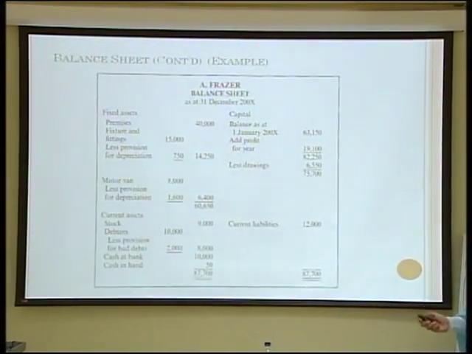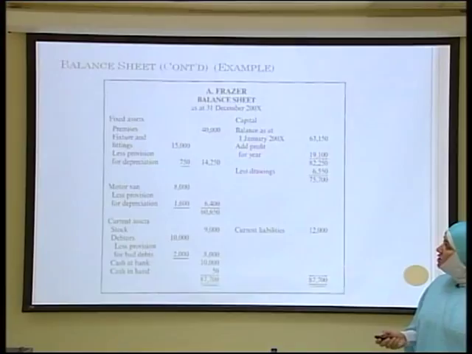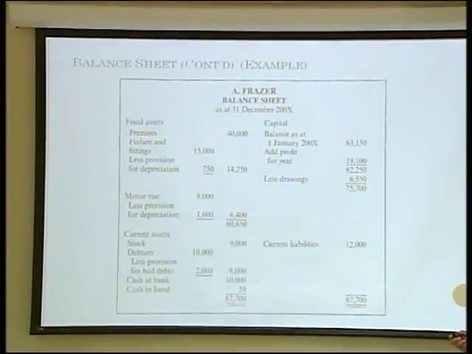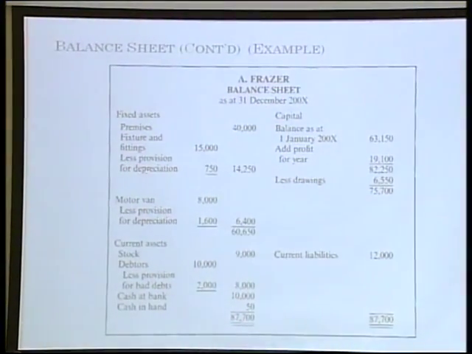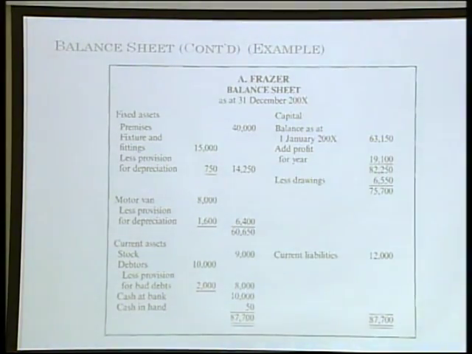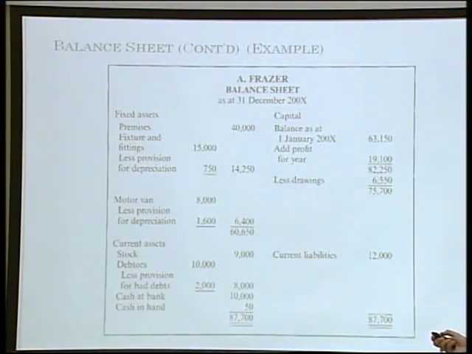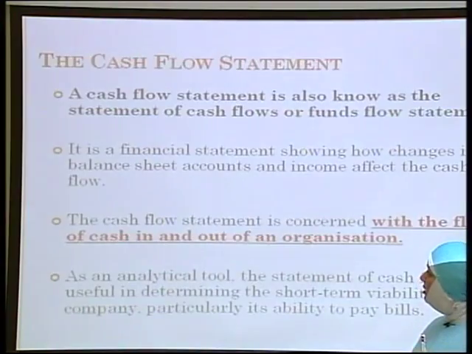Here is another form of the balance sheet. Fixed assets, premises, fixtures and fittings, provision for depreciation, sometimes they call it. Here we have the motor van. Current assets, which is stock or inventory, debtors and so on. Almost the same, but different ways of showing the balance sheet. This way you are done with the income statement and the balance sheet. The last statement is the statement of cash flow.